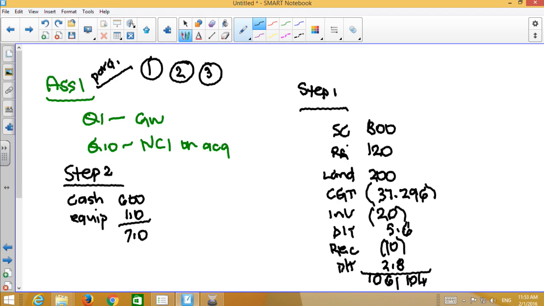Is that right? Okay, then step 3, we always have to look at the question. So if you look at the question, it tells you in number 7, FIG Group measures NCI at fair value at the date of acquisition, full goodwill method. So step 3 is NCI measured at fair value. So if we look, there were 200,000 shares. We bought 120. So they bought the other 80. Do you agree? 80,000 shares. And because we're going to use fair value, we're going to use the share price on the day of acquisition. They say to you in number 1, on acquisition date, the market value of one share was 540 a share.